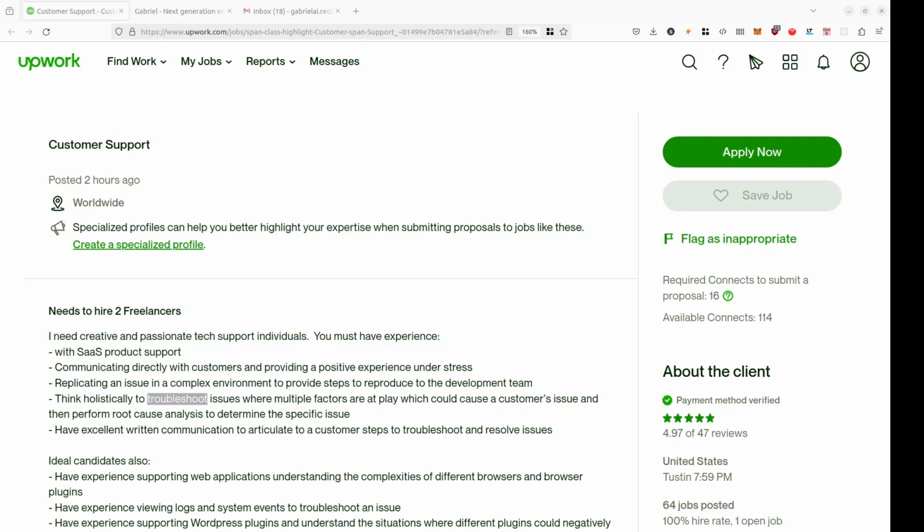So I want to show you this customer support request that you cannot see. This is an Upwork job, and these guys are asking for a customer support representative, actually two of them. They usually pay quite well, and the customer support request is for a SaaS product. The freelancer they want to hire will need to communicate with customers, provide a positive experience under stress, and have some experience with complex environments, and also a lot of experience with WordPress.